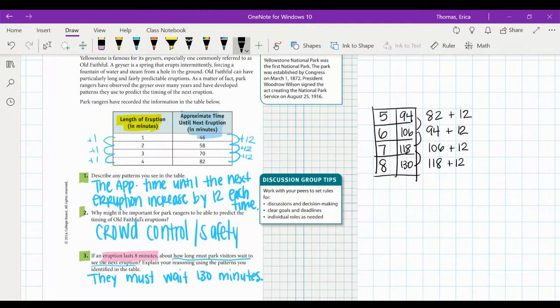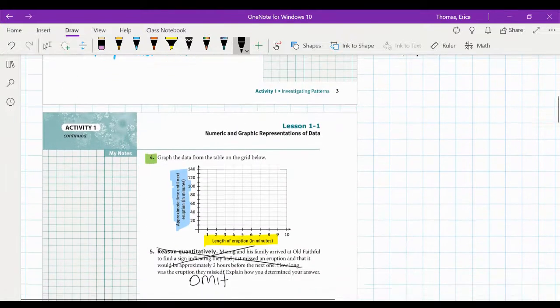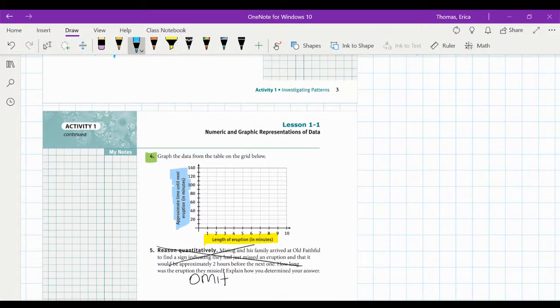What would be easy to do here is to create coordinates or points from the information on the table. So the coordinate or the point for this data would be (1, 46). The coordinate for 2, 58 would be (2, 58). The coordinate for 3, 70 would be (3, 70). And the coordinate for 4, 82 would be (4, 82). So we're going to plot those points on our graph. So we're plotting (1, 46). I'm going to 1 and up to 46, which would be somewhere about there.